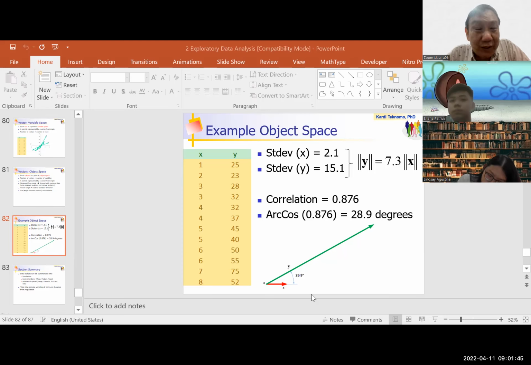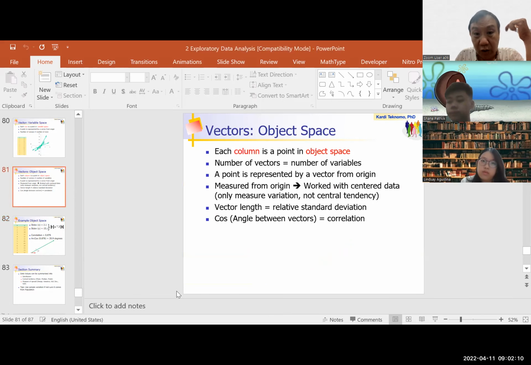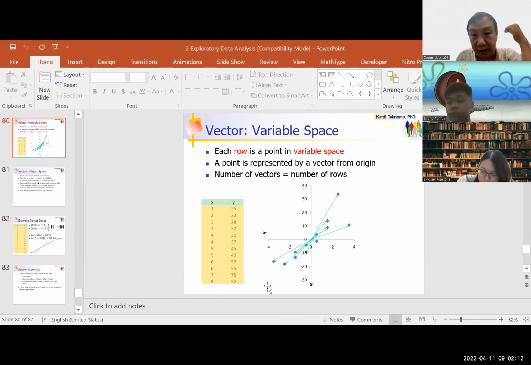To answer your question, is this clear or not? Yes, sir, it's clear. Thank you. Clear, yeah? So remember, there are two ways to think of the data table. One is using each column as one vector, and another way is, of course, to use each row as one vector.